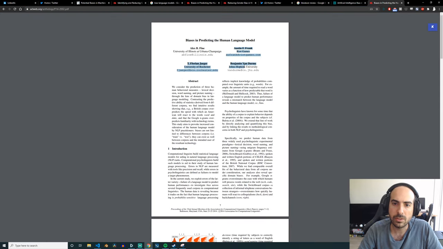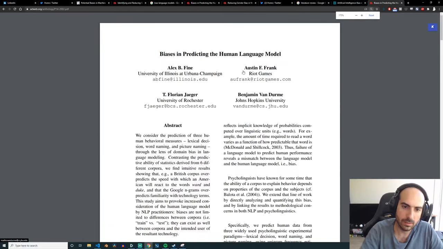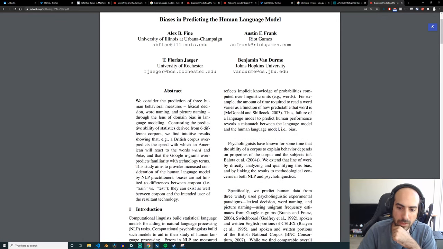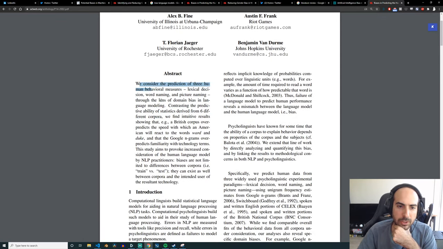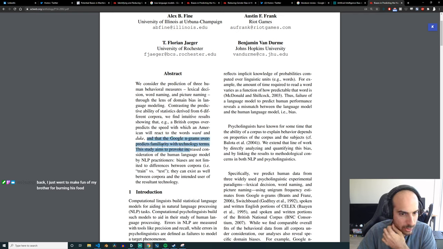Okay, oh, interesting. This was from Riot Games. Let's see. UIUC. So the prediction of three human behaviors, lexical decision, word naming, and picture naming, through the lens of domain-biased language modeling, contrasting the predictive ability of statistics derived from six different corpora. We find intuitive results showing that a British corpus overpredicts the speed with which an American will react to the words ward and duke, and that the Google Ngrams overpredicts familiarity with technology terms.